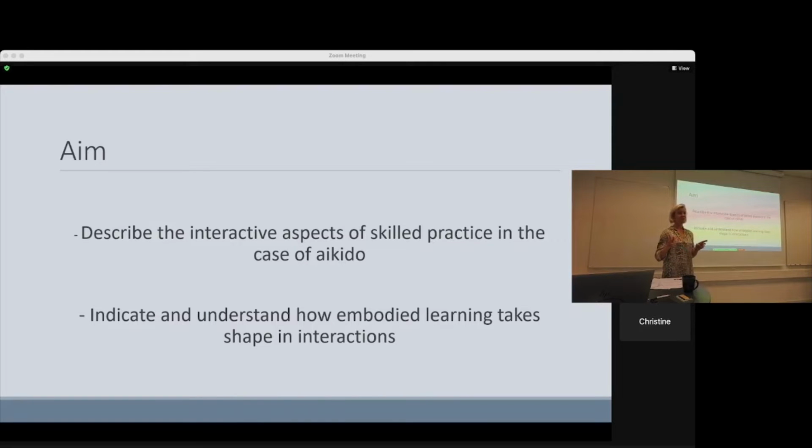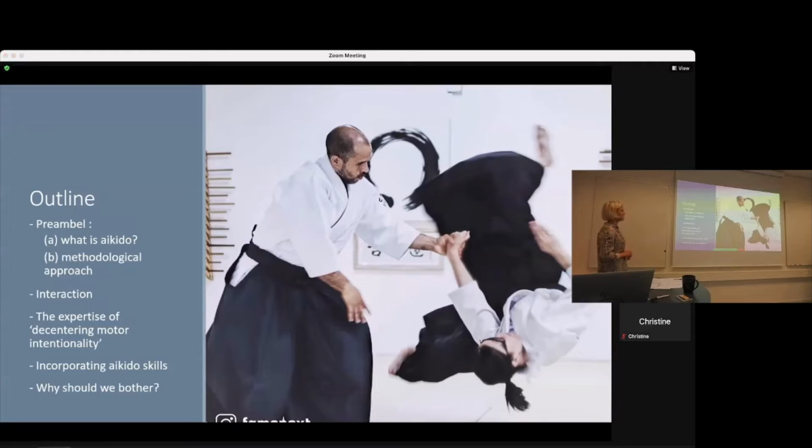I discussed that in another article, just so you are aware, and we can return to this. I might use both terms, and I point at the same kind of development in relation to practice. Okay? Good. So, this is the outline. I will have a preamble. First I want to introduce you to Aikido, for those of you who have never tried to practice Aikido. And then I have some notions on my methodological approach.